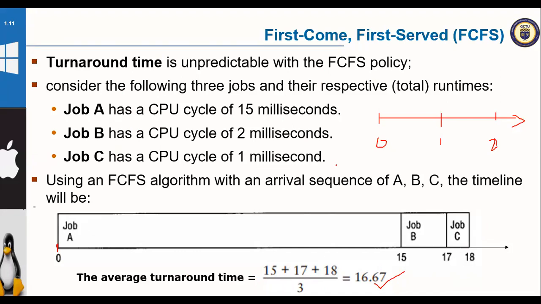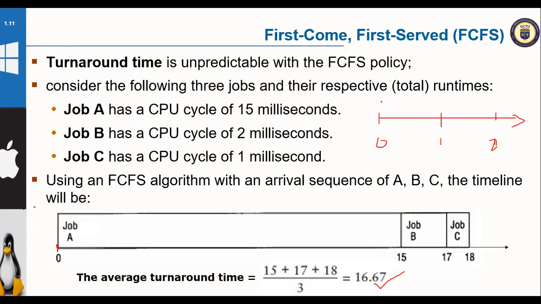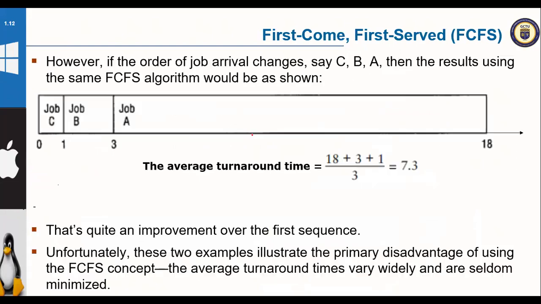Now, will it matter when the order of the arrival of these processes is changed? Here in our previous scenario, A came first, B followed, and C. We are going to look at the situation where C comes first, B comes next, and A comes last. Let's look at this. From time 0 to time 1, C is executed. C has only 1 CPU cycle. B has 2, so from 1 to 3. Then A has 15, so 3 to 18.